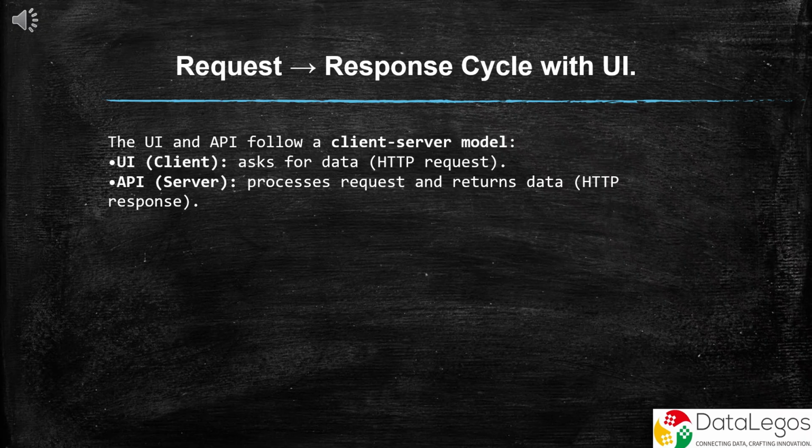This process follows a client-server model. The UI acts as the client, sending an HTTP request for data. The API acts as the server, processing the request and sending back an HTTP response with the data.